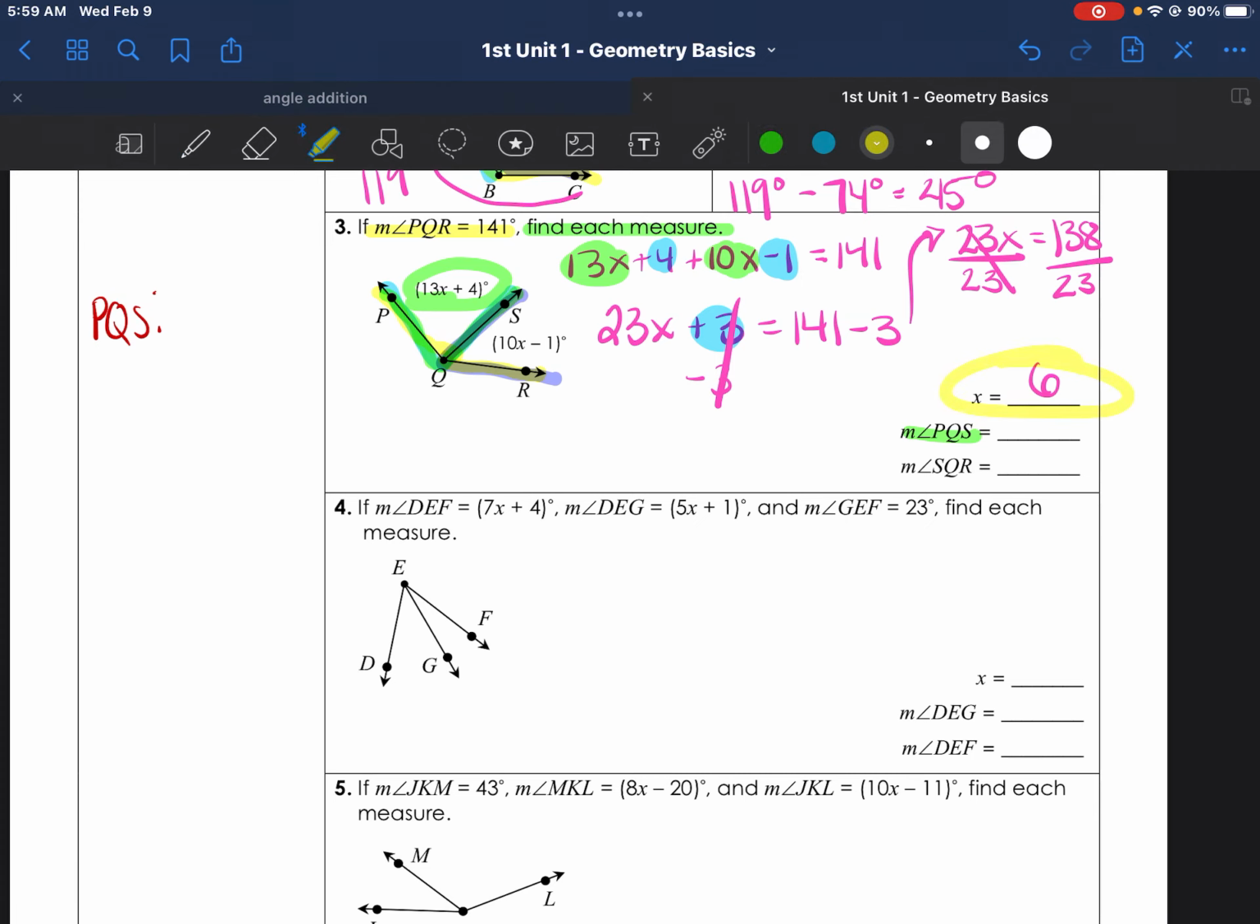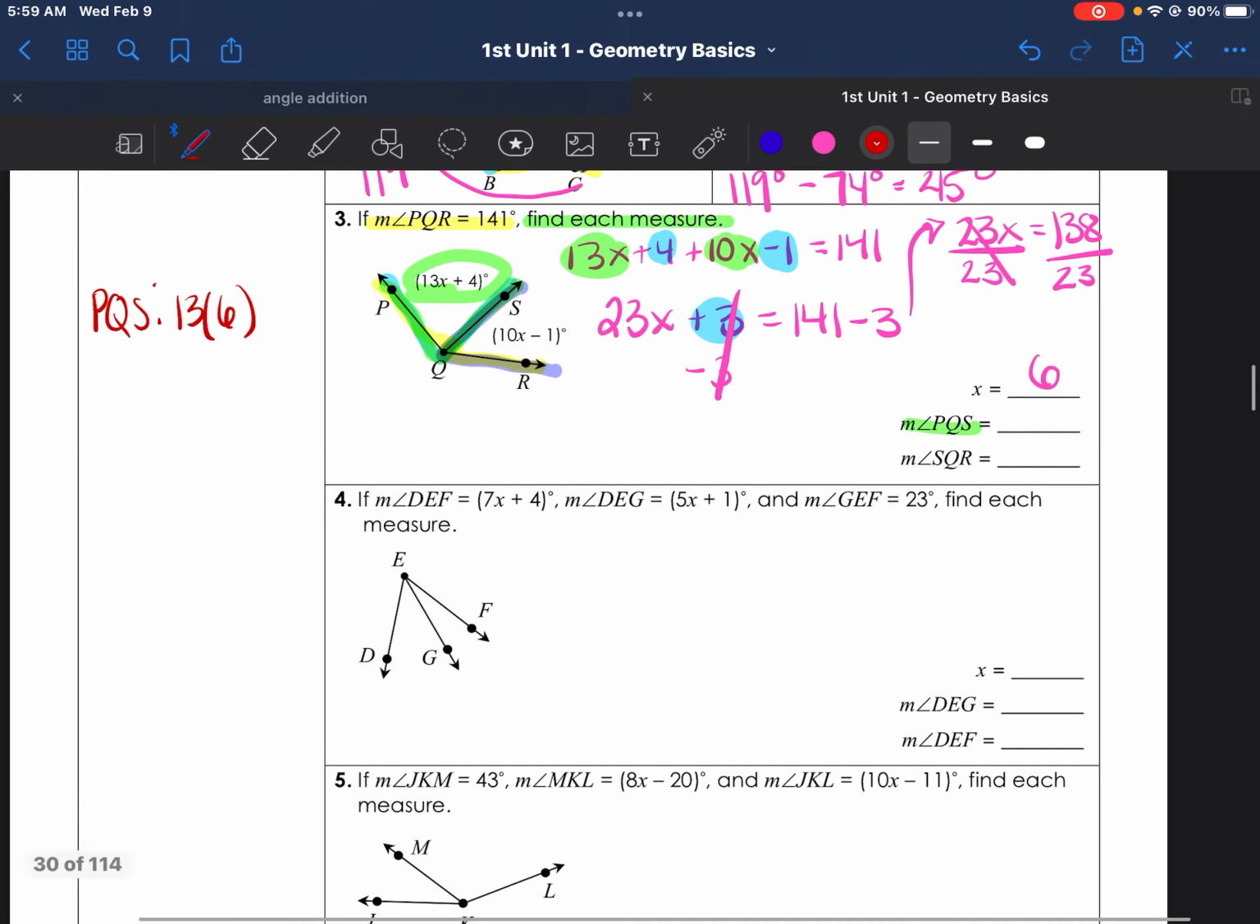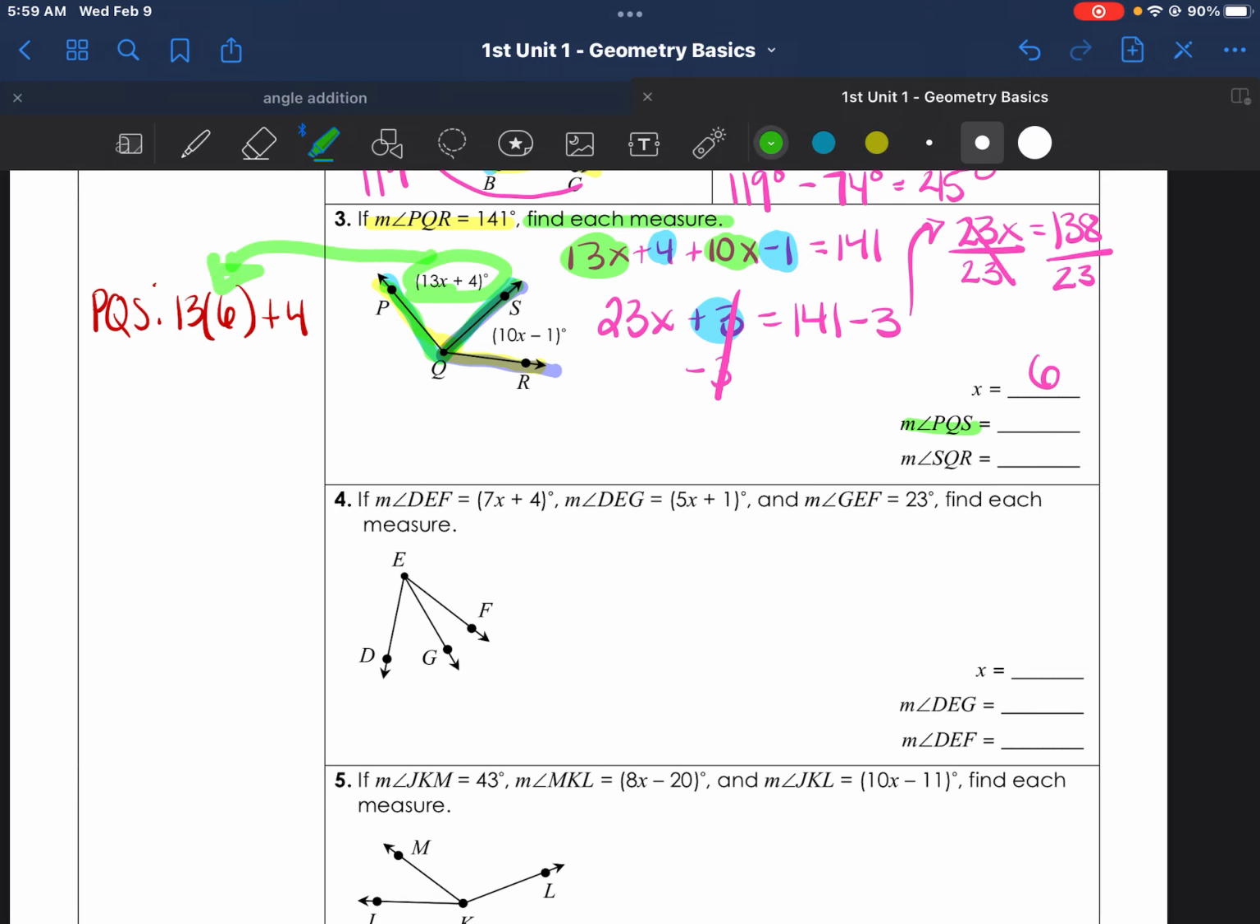Yes, I like to highlight. It helps. So for PQS, it's going to be 13 times 6, because whatever the value of X is, I'm going to substitute it with 6. And I'm going to add 4, just like the equation. Nothing more, nothing less. Once you have completed your equation part, the rest becomes easy.